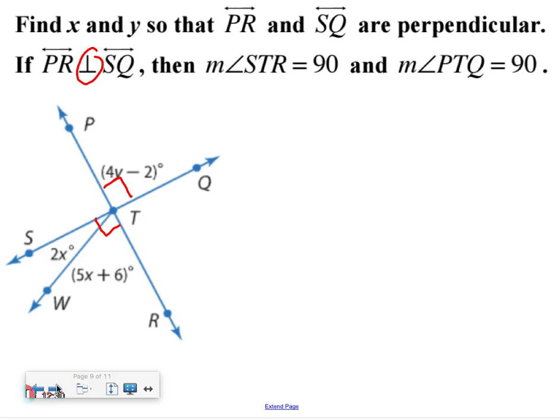Can you guys think of a plan to solve for x and y? Try on your own. Go. See if you can figure it out. See if you can figure out what x and y are.